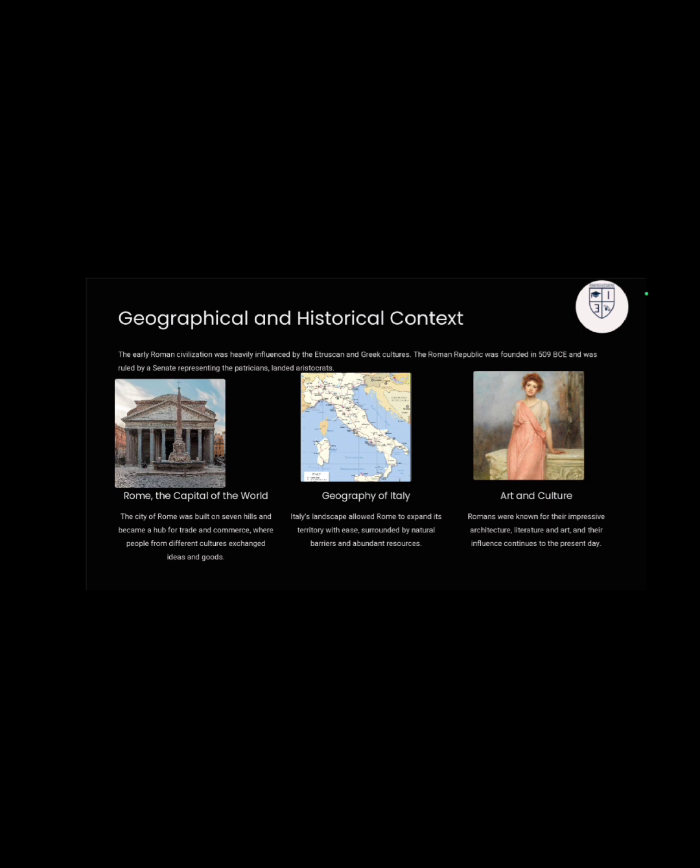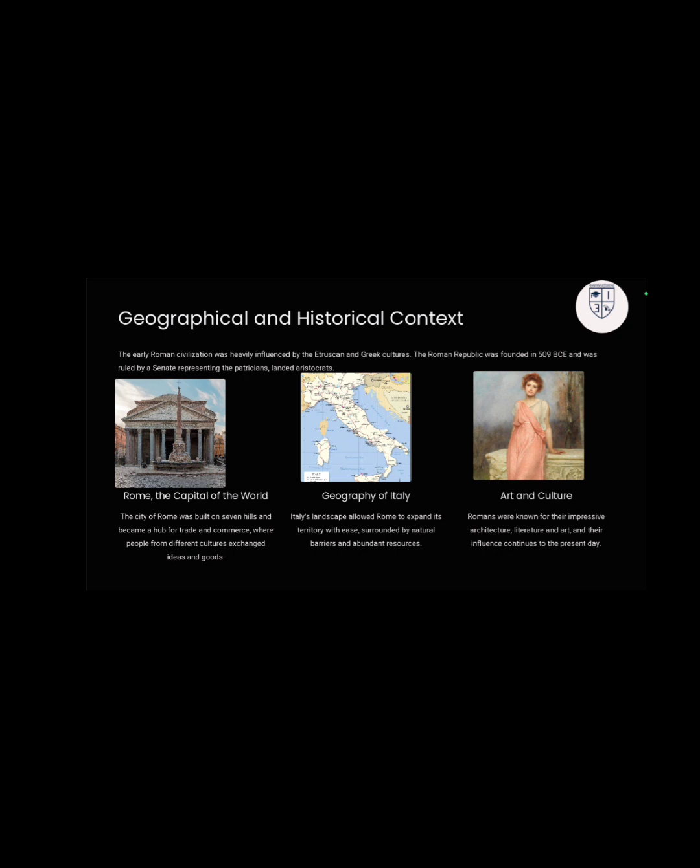Geographical and historical context. The early Roman civilization was heavily influenced by Etruscan and Greek cultures. The Roman Republic was founded in 509 BCE and was ruled by a senate representing the patricians, landed aristocrats. As we know, the Roman Empire was first a republic, then was made an empire.